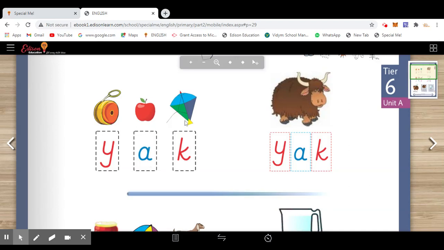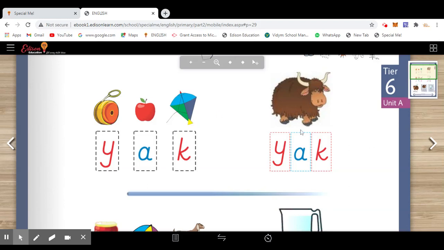Next, what is this? This is a kite, and a kite flies in the sky and it is tied to a string. So from which letter does it start? It starts with letter K. Now tell me, what is the phonic sound of letter K? K. K is the phonic sound of letter K. K, K, kite.